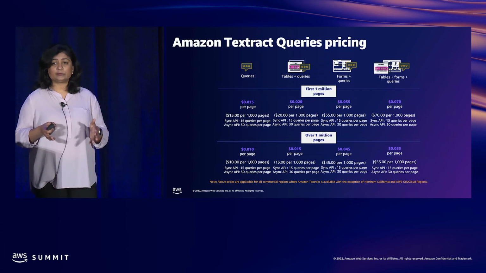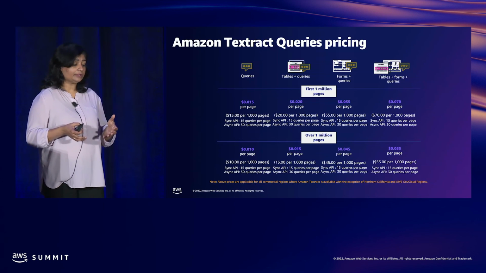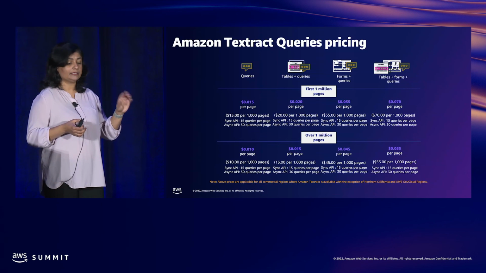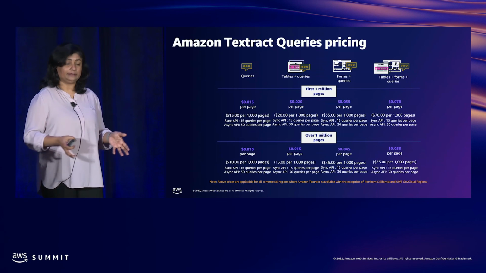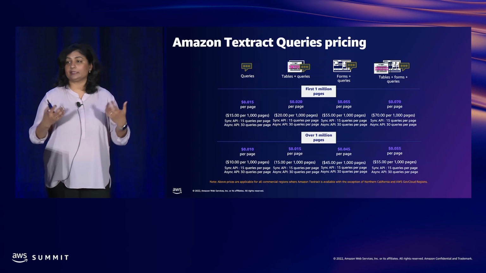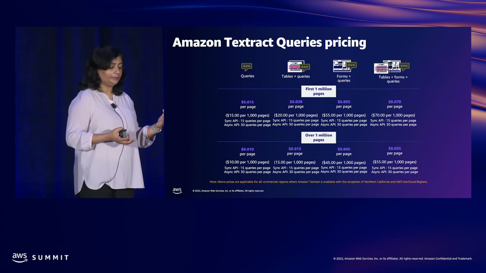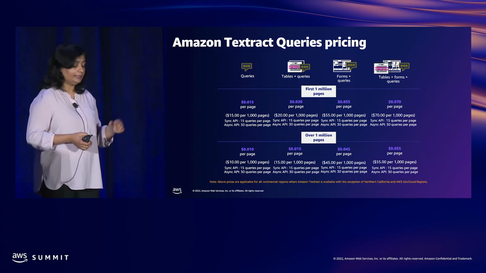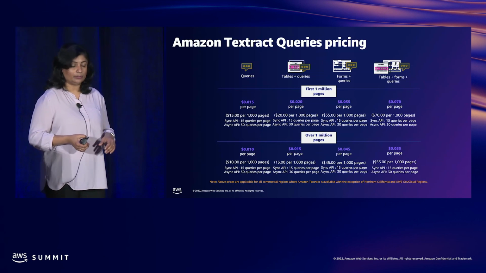Now, we have also seen customers who want to combine queries along with tables. And they do that because they probably need, like, a bank statement, right? You need the name, address, and some other fields like ending balance, beginning balance. But they also need the account activity table, right? The transaction history. And so they want to combine tables and queries in one API call, and they can do that. And for that, you will get $20 per 1,000 for the tier 1 and $15 per 1,000 pages for the tier 2 for anything above 1 million.